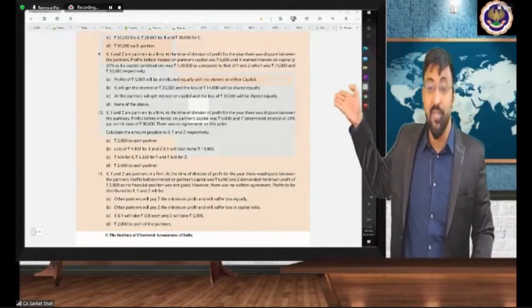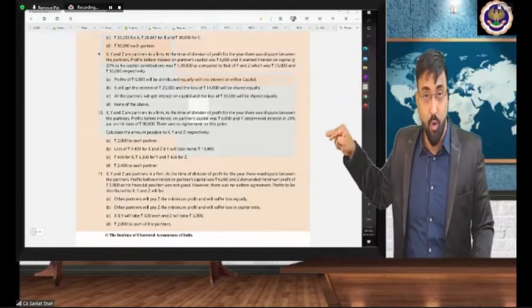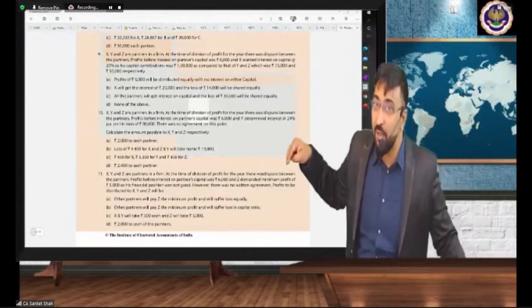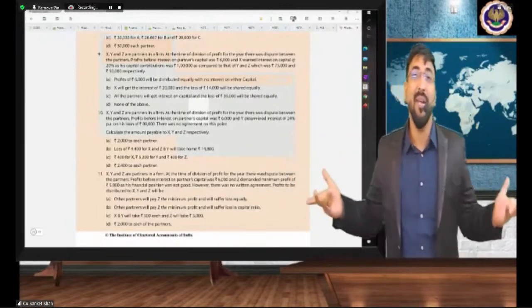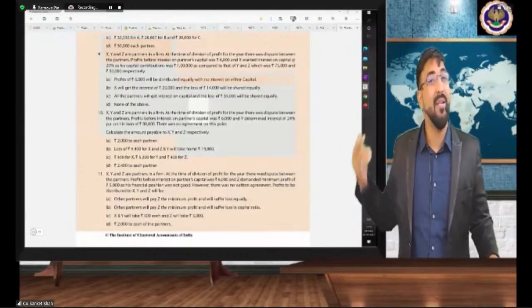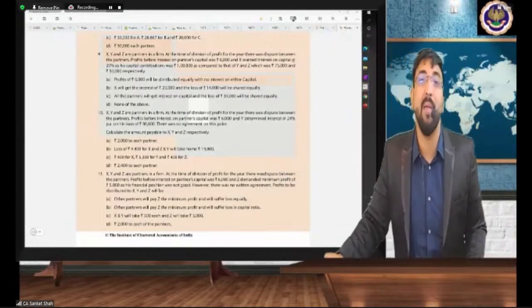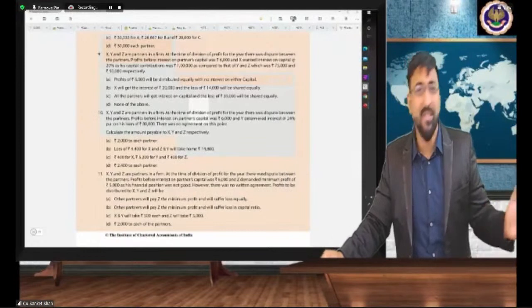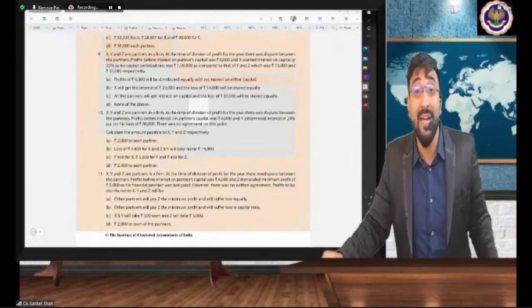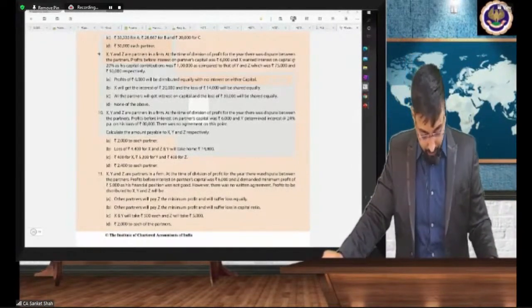to drawings, and similarly to interest on drawings. And after that, to asset which is taken over by the partner, and the remaining is a balance carried down. And if there is a debit balance, you will write it on the to balance brought down, and on the last line it is by balance carried down. It's very simple, beta. It's only a creditor-debtor relationship.